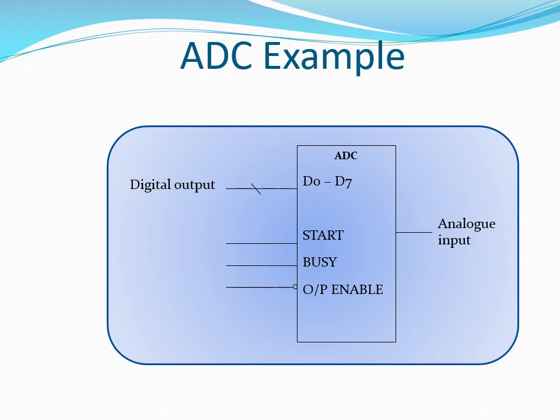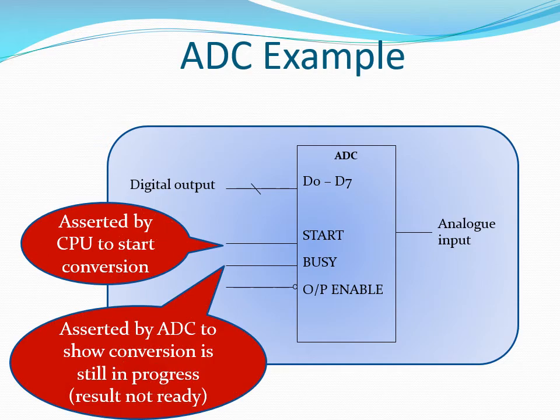Let's look at an ADC as an example of a conditional I/O device. An ADC has an analog input pin and a set of digital output pins. In addition, it typically has 3 control pins. The start pin is the pin on which a signal is asserted to start the conversion process. Analog to digital conversion takes a finite time. The busy pin is the pin on which the ADC asserts a signal to indicate that the analog to digital conversion is still in progress.